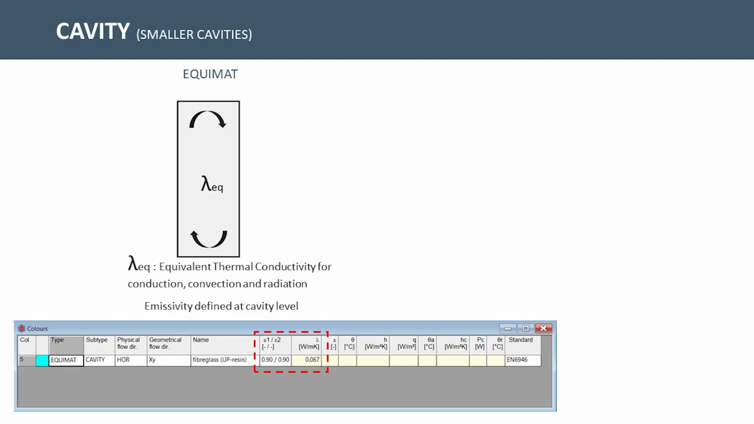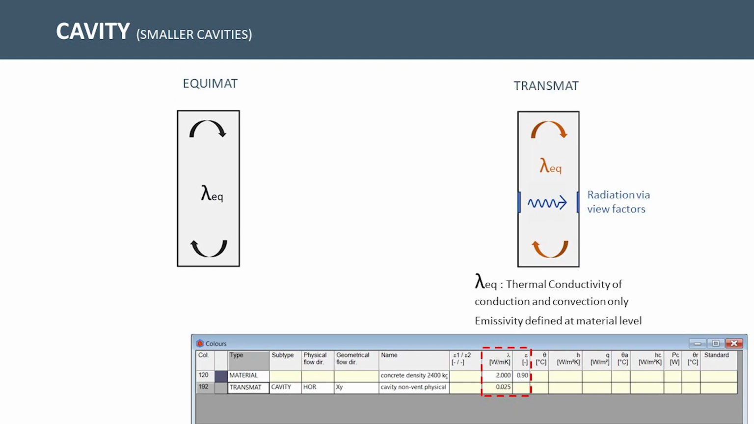The difference between Equimat and Transmat is the way infrared radiation is treated. For Equimat, infrared radiation is simplified and treated with an equivalent conductivity, which is the lambda value referred from ISO standards. Here we input equivalent thermal conductivity, which includes the combined effect of conduction, convection and infrared radiation. Whereas Transmat is a detailed approach, where we calculate detailed infrared radiation. This approach is called the radiosity method, where we consider the real geometry and surface emissivities, which are defined now at the material level.